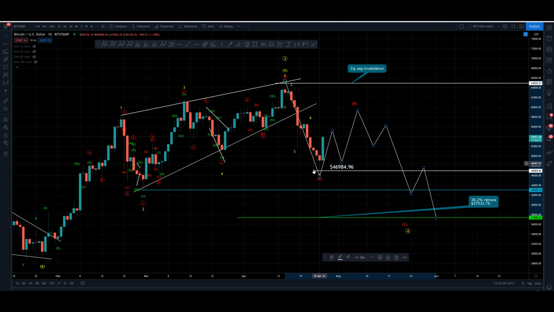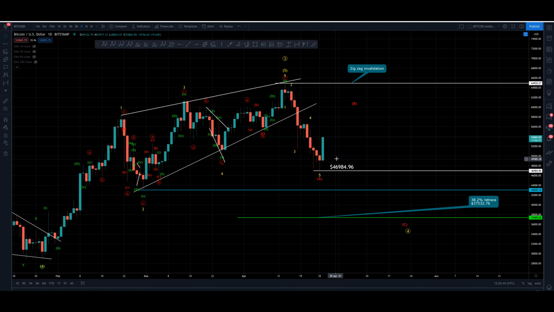Okay, so you have 5 waves in an A, 3 waves in a B, 5 waves in a C, bringing us to target. We would also be looking for 1-to-1 parity, so the length of the A being equal to the C. We can guesstimate where our B may complete by aiming for that parity if we're choosing this as our target, but this is all theoretical. There's absolutely no way of guaranteeing that this is how it would play out.